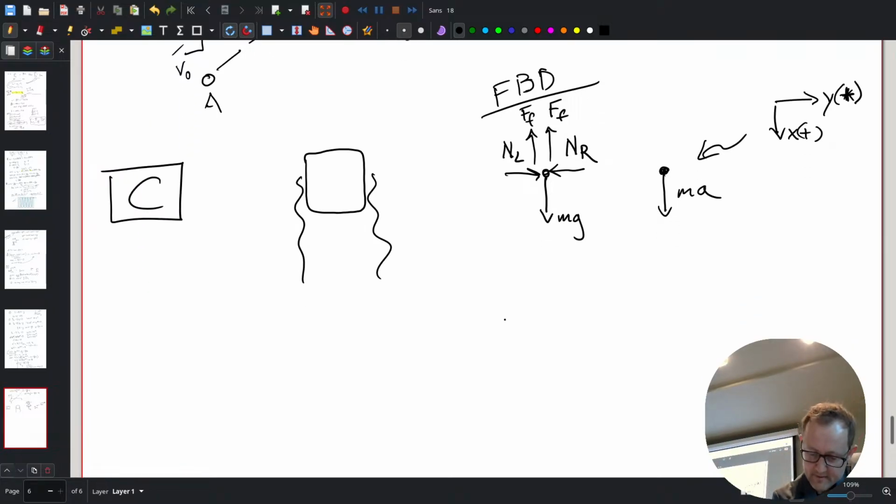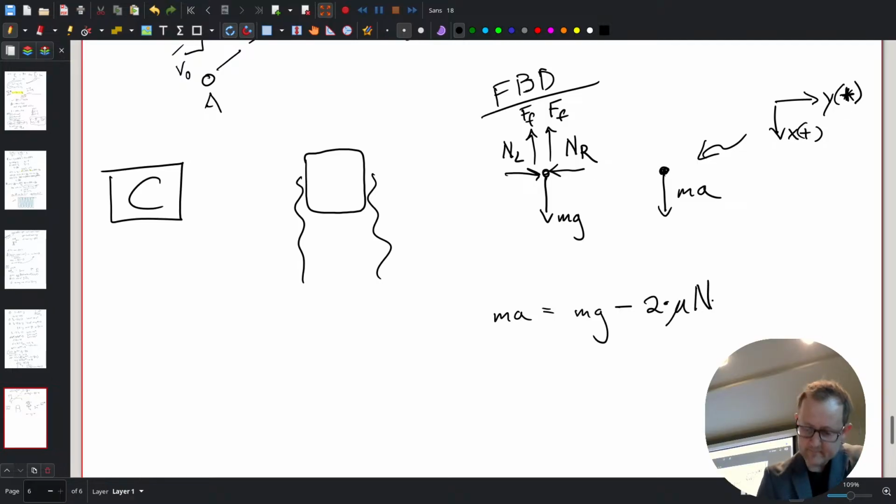Okay. At least from what I have so far, MA is mg minus 2 mu N. It's a good start. Then we'll pick it up from there on Wednesday.